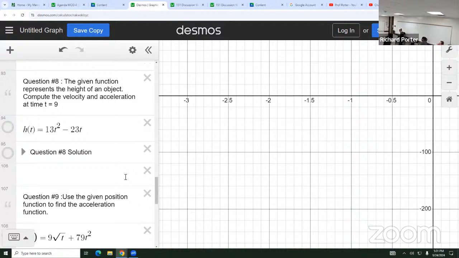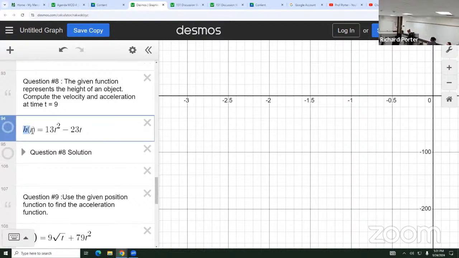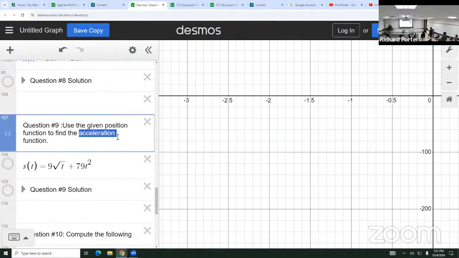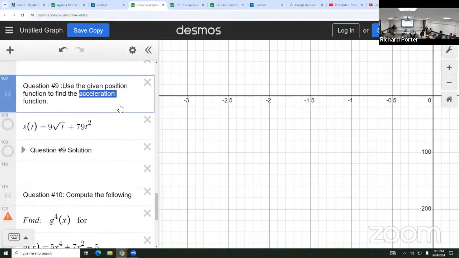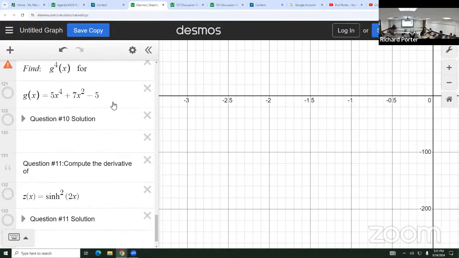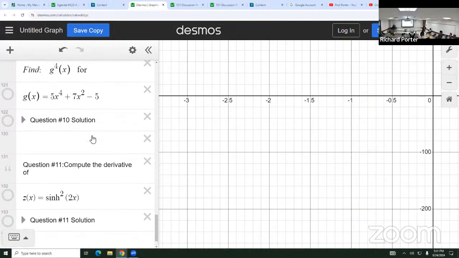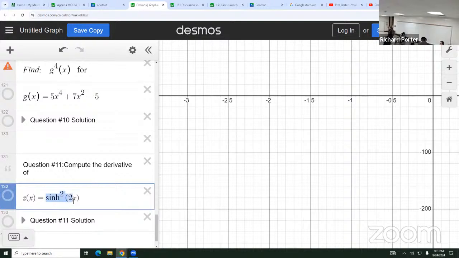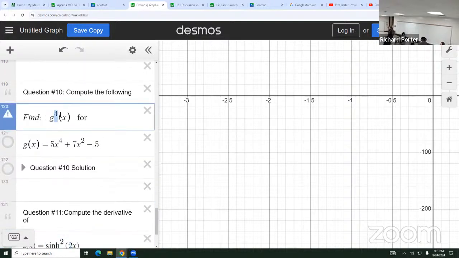Question 8 is given the height, compute the velocity and acceleration. So if this is h, what's the velocity? It's just going to be the first derivative, and acceleration is going to be the second derivative. And that's really easy to do. Another one, first derivative. This one, you could find the acceleration. It goes right to the second derivative, no first derivative. So the only thing we have to do, oh, and there's 2. So you can do question 11, which is the derivative of hyperbolic sine squared. And then this one's the fourth derivative. I will talk about them next time.